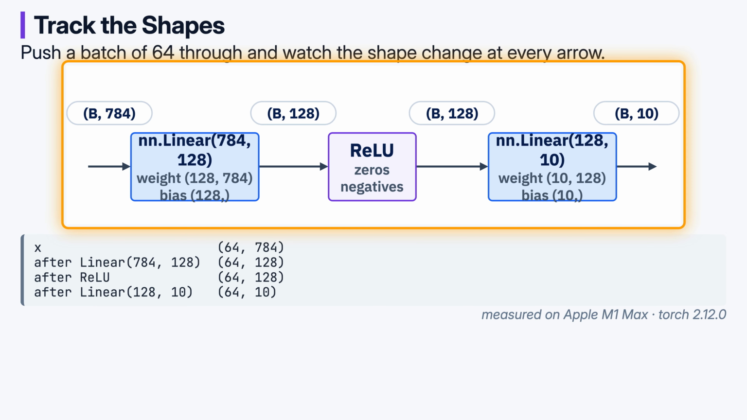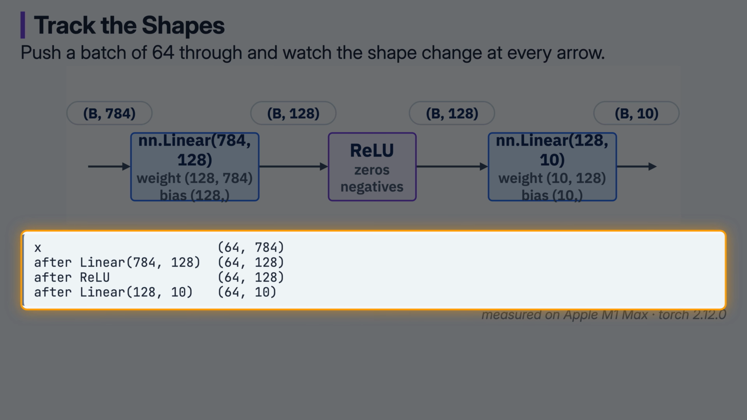Push a batch of 64 through and watch the shape at every arrow. Going in, X is 64 by 784. After the first linear, 64 by 128. After the ReLU, still 64 by 128. It changes the numbers, not the shape. After the second linear, 64 by 10. The batch of 64 rode along untouched. Only the 2 linears change the last number in the shape. The ReLU leaves it alone.